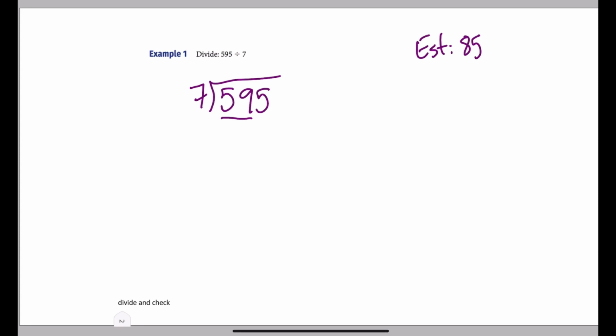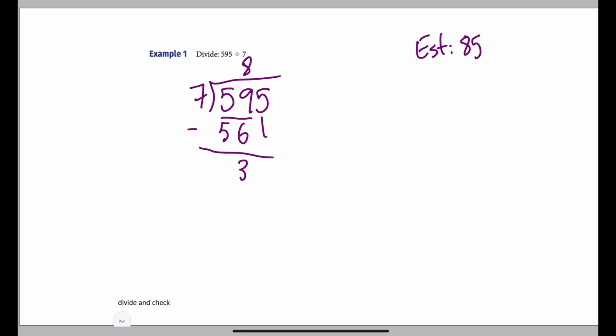Let's see. 7 times 7 is 49. 1 more 7 is 56. So that's 8 sevens. So 8 times 7 is 56. And then what we do, once we multiply back, is we subtract so that we can find out what the leftovers are. 9 take away 6 is 3. 5 take away 5 is 0. So that's all that's left there.